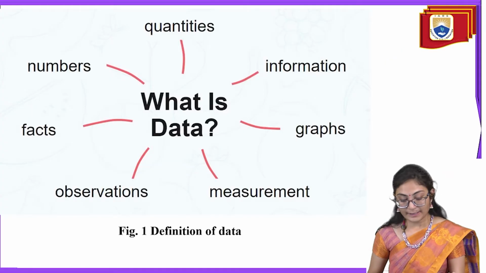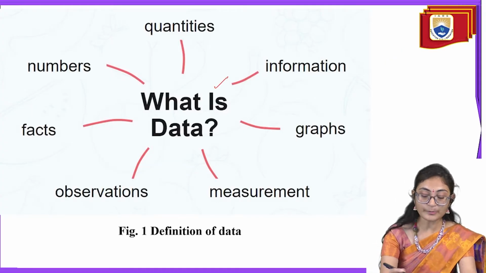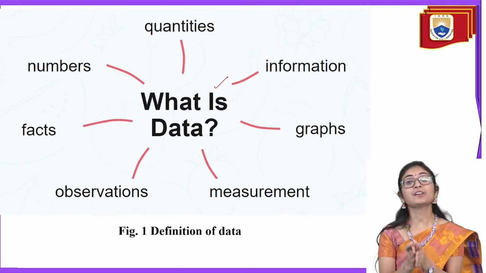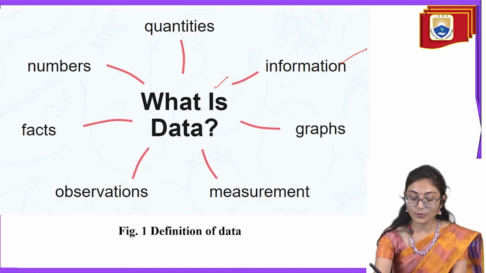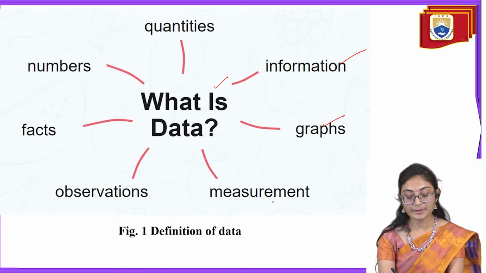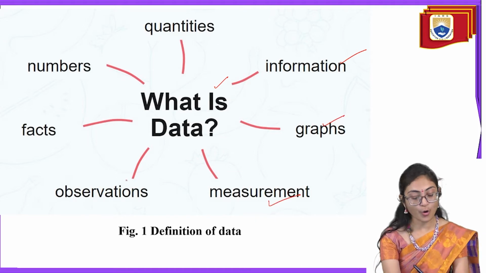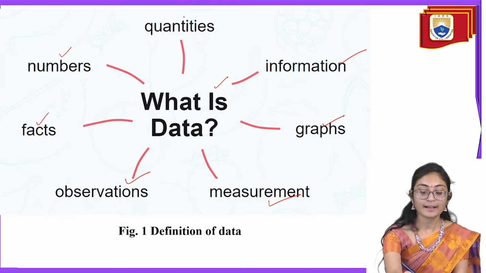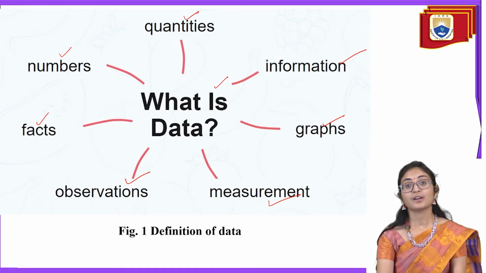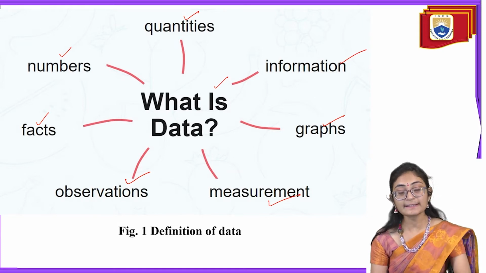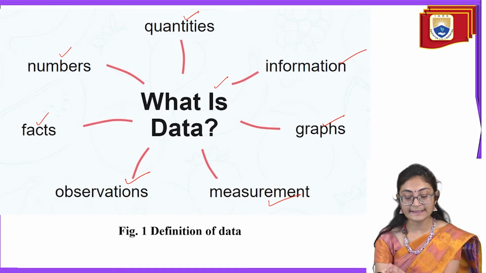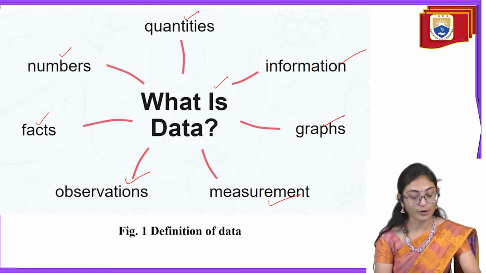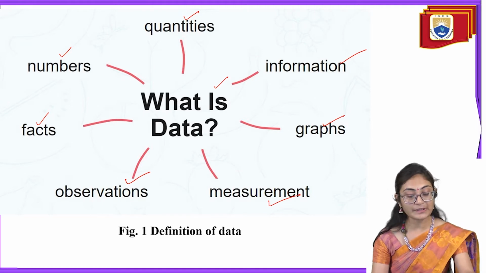So we can say what is meant by data in the form of a definition. It is the combination of information, graphs, measurements, observations, facts, numbers, and quantities. That means this is the combination of all these things which contain information, graphs, measurement, observation, facts, numbers, quantities.